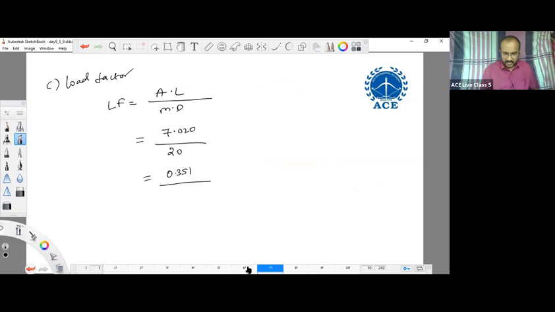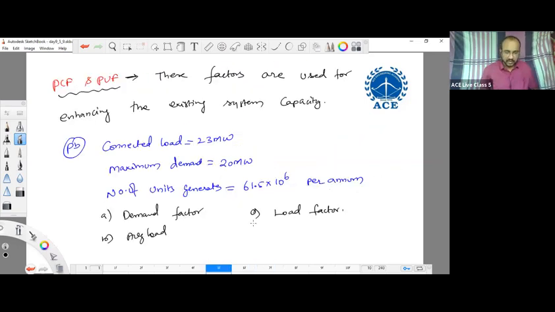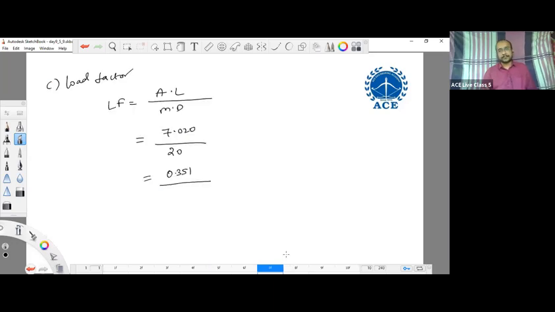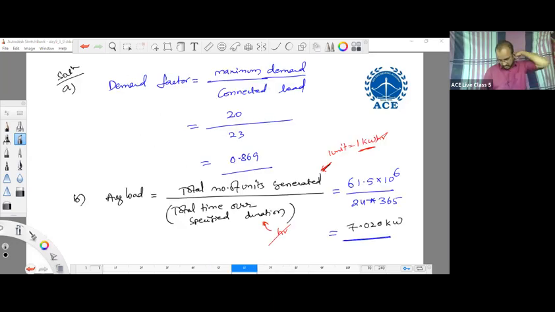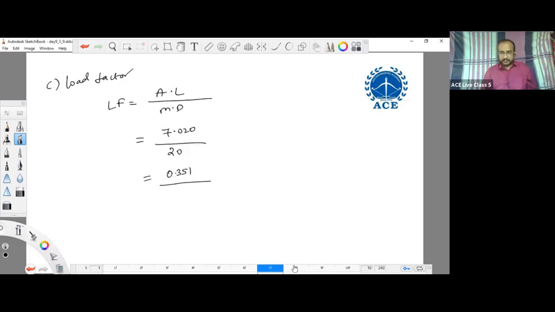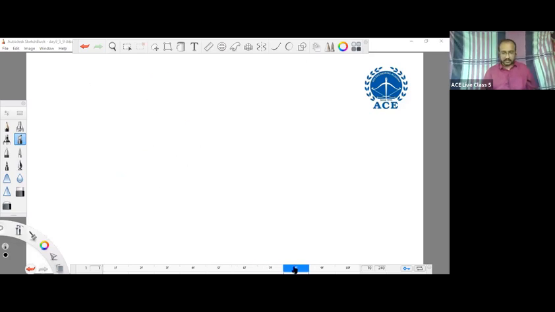So in this question, we are asked to calculate the demand factor, load factor and average load, given the connected load, maximum demand, and number of units generated. We know the relations and we got this. Once we have the idea about these basic factors, let us define some aspects regarding the generation units.